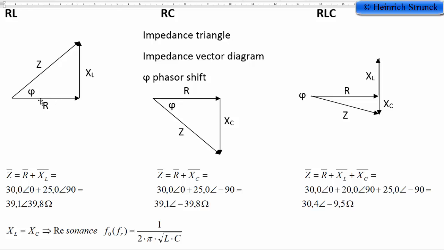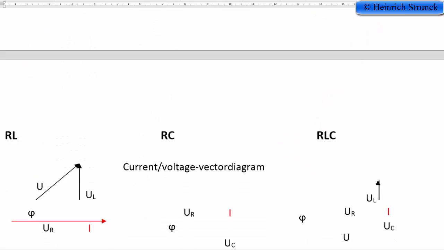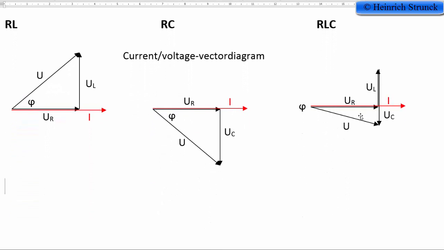We know that from Ohm's law, if we take the resistance multiplied by the current, we get the voltage. We can also do that for XL. If we multiply by the current, we get the voltage drop across the inductor. And for the impedance of the total circuit, if we multiply by the current, we get the supply voltage. So we have these triangles down here. We call them current voltage vector diagrams because it is a combination of current and voltage.